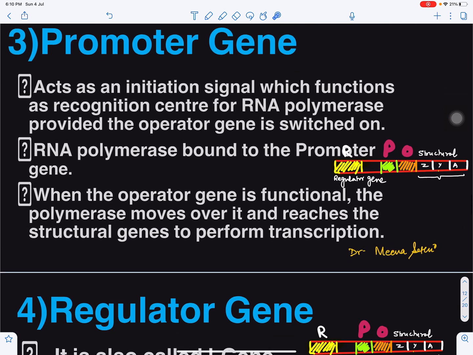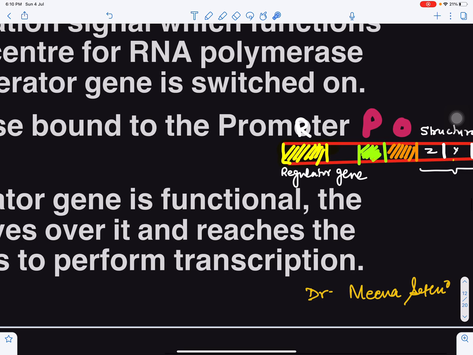Now, next is about what the promoter gene is. Now we can see this is the promoter gene, which is present before the operator gene.